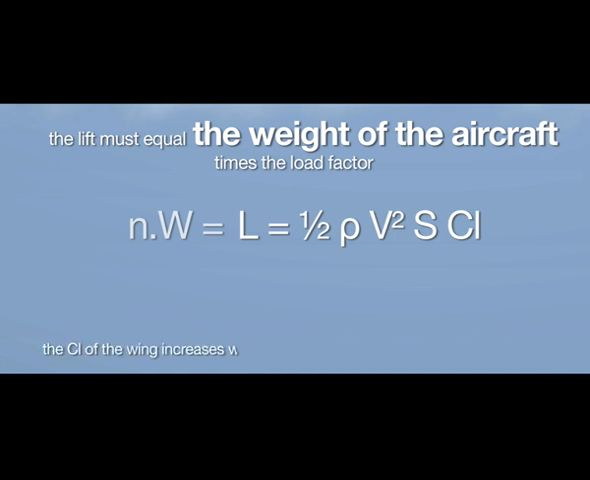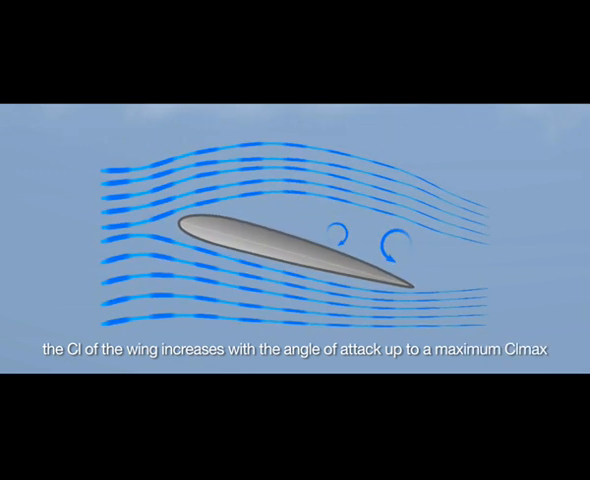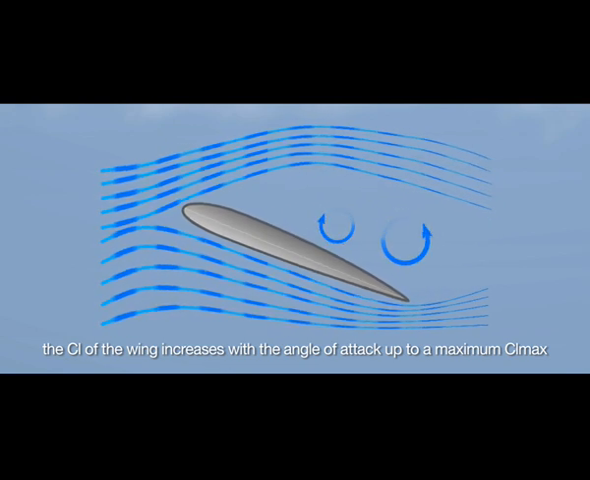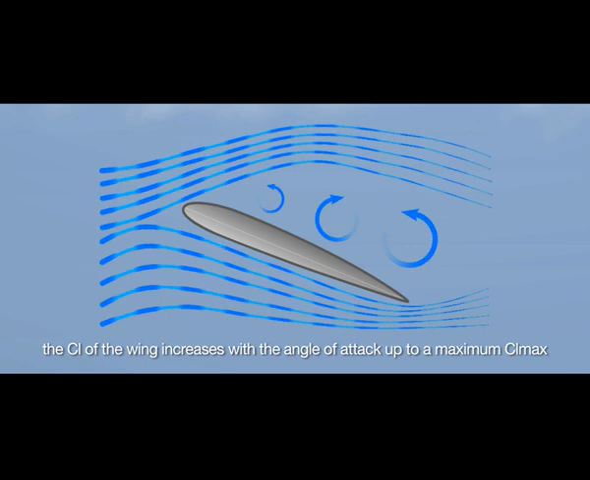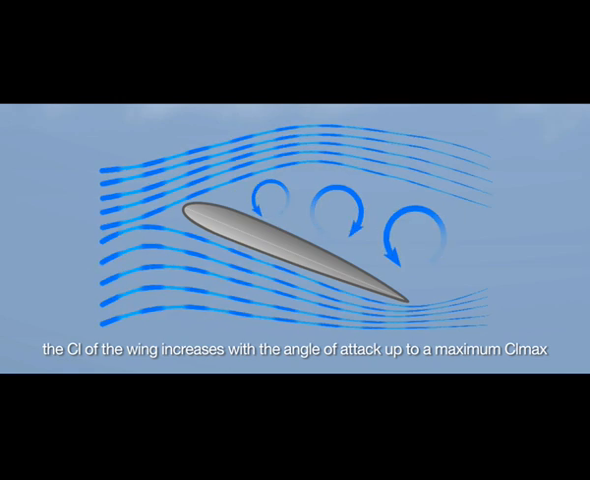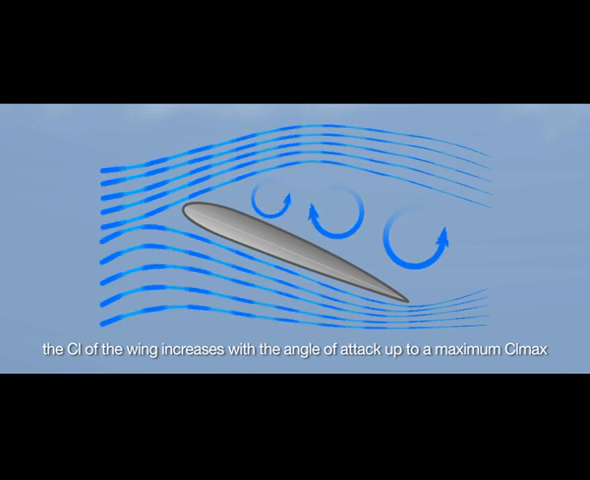The CL of the wing increases with the angle of attack up to a maximum, CL max. Any further increase of angle of attack above this angle of attack of CL max will make it impossible for the airflow to smoothly follow the upper wing surface. The flow will separate from the surface, causing the CL to decrease and drag to increase.